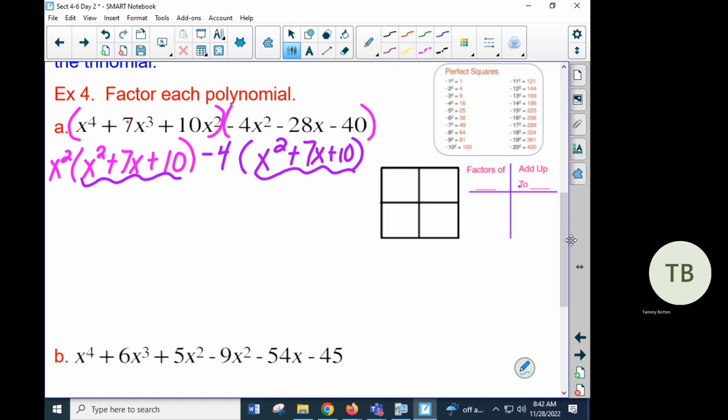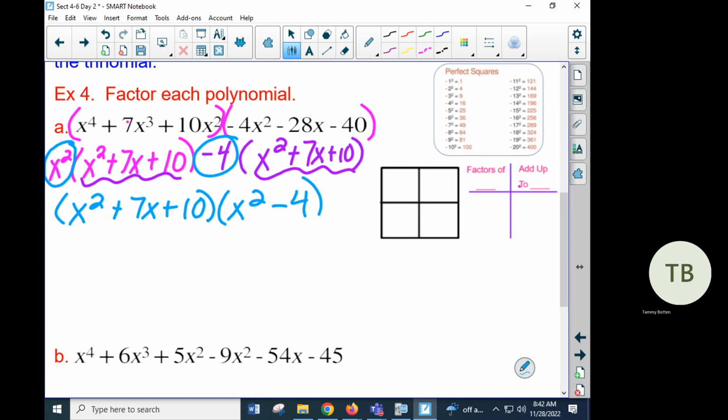I usually do my common first. So I'm going to go x squared plus 7x plus 10. And then what is in front of here and in front of there, I put together in a parenthesis. So it's x squared minus 4.